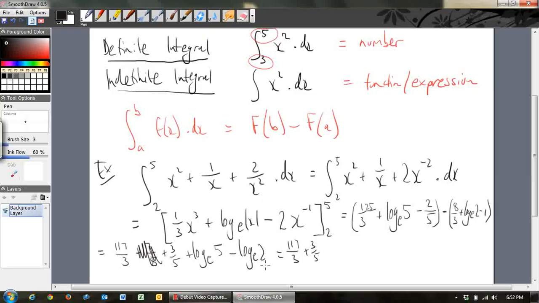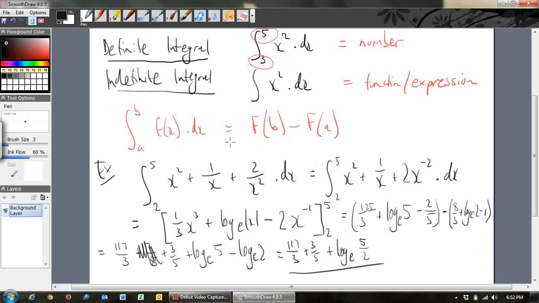I haven't got a calculator in front of me, and I couldn't be bothered doing that. But what we can do with these logs is put them together. Log laws say that if you've got a subtraction with the same base, then that will be log e of 5 over 2. And so that's your answer, but you'd simplify that, of course.